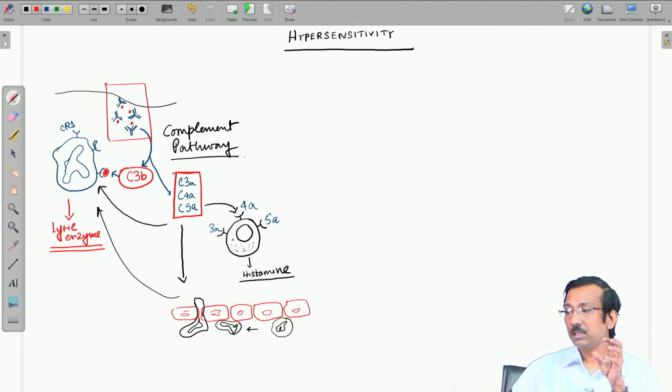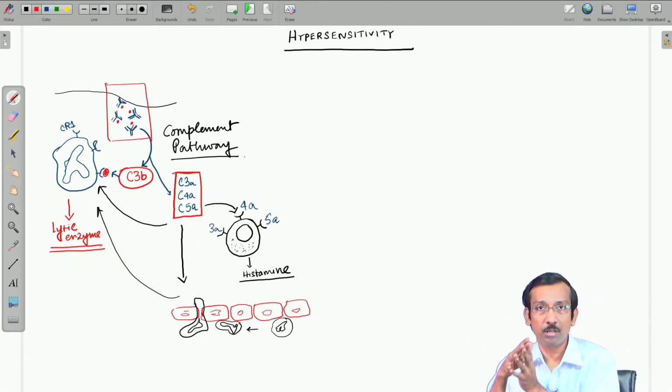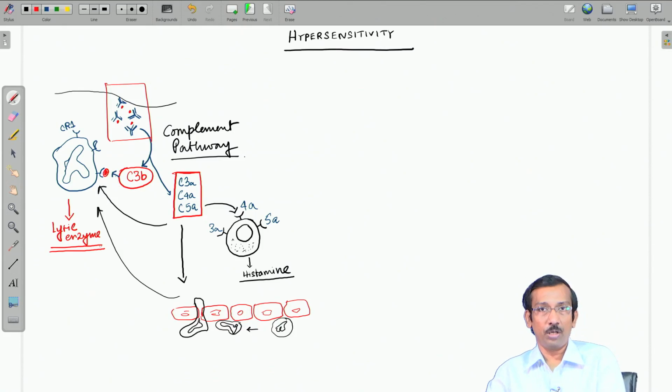When you have a snake bite, you will administer an antivenom, but this antivenom usually is raised in a different animal, let us say for example in a horse. And then you get the antibodies from there, and these antibodies against the snake venom are administered to the patient.